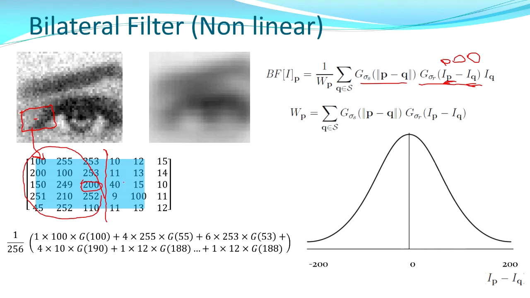So that is what the bilateral filter is going to do. If you see the case over here, it is not only going to see the regional difference, it is also going to see the pixel difference.